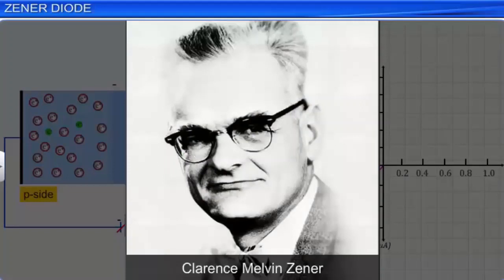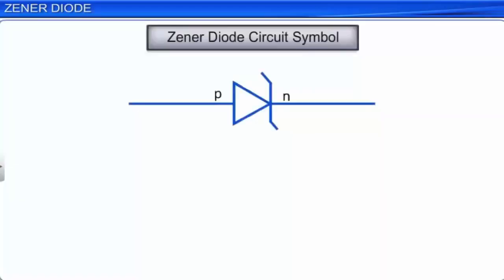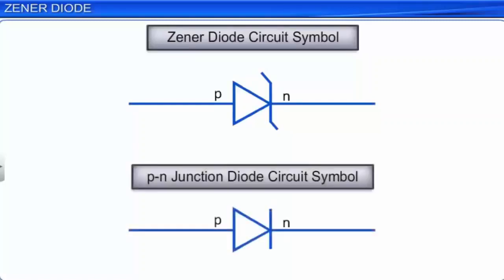The circuit symbol of a Zener diode is represented as shown. Although it is similar to that of a p-n junction diode, the major difference is that the two small projections in opposite directions are added to the line on the n side of the p-n junction circuit symbol. The pointed edge of the triangle indicates the n side of the diode, and the base of the triangle indicates its p side.